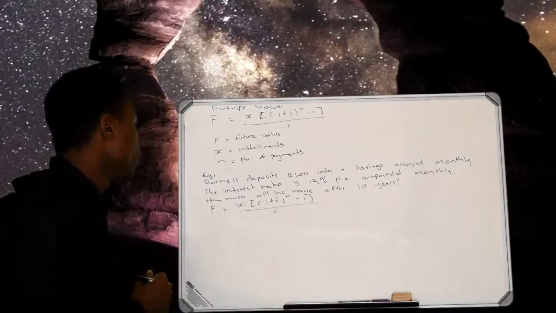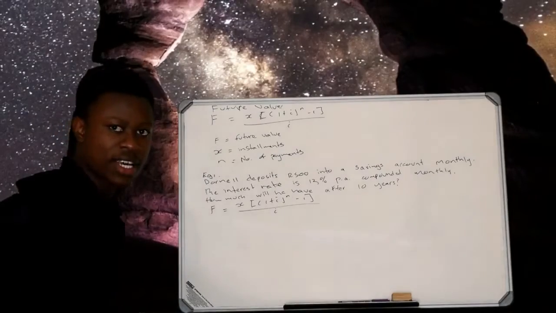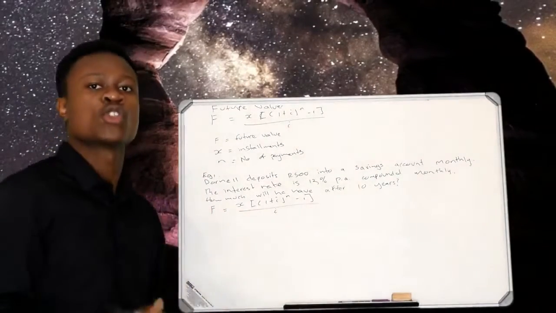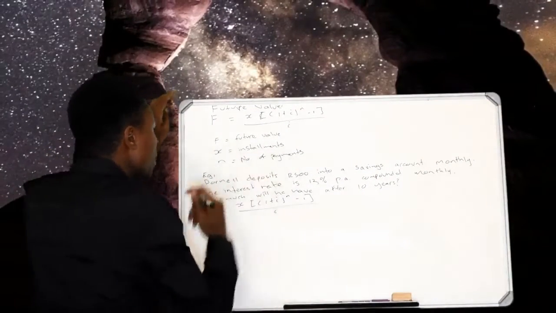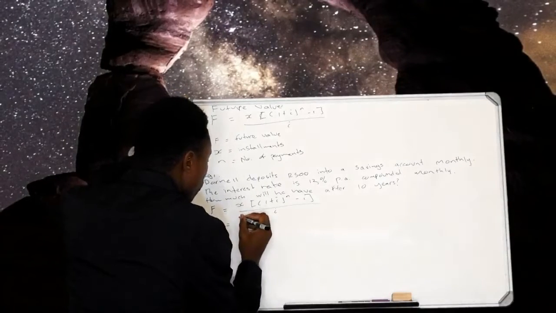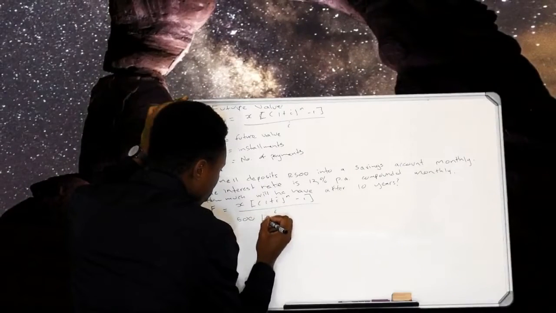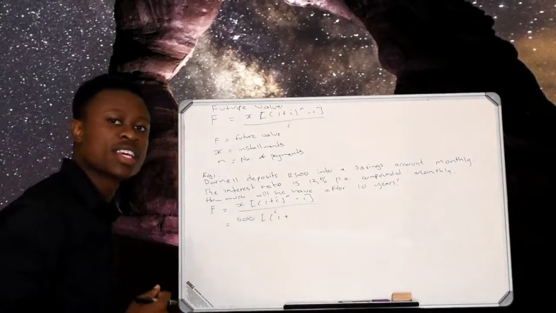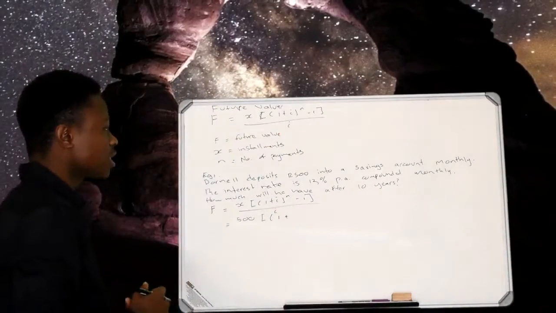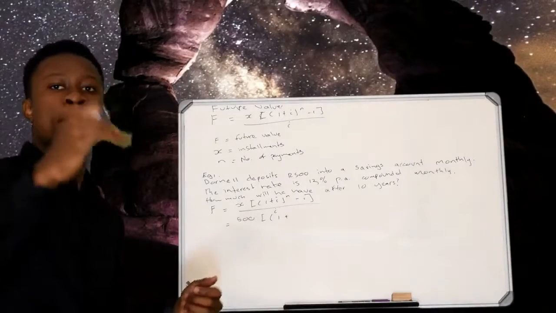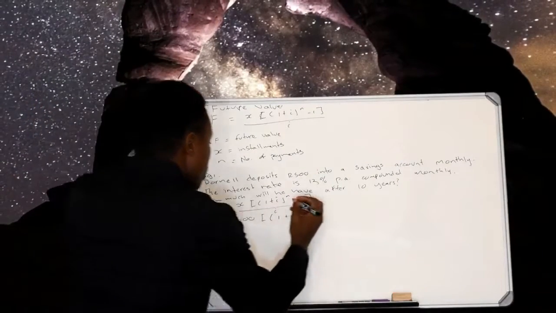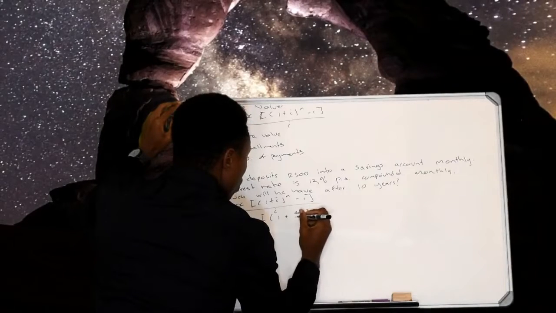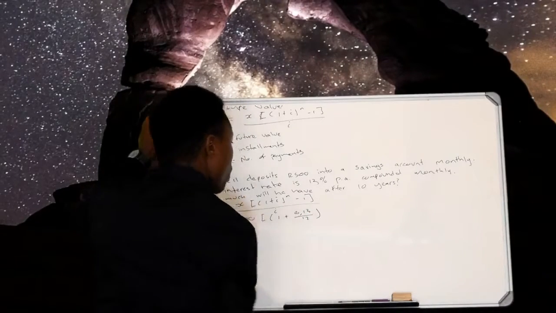What do we know? We know x, right? What is x? It's the monthly payments. What is the installment? They told us he makes installments of 500 Rand. Right? So now let's write what's on the inside. 1 plus i. What is the interest rate? The interest rate is 13%. But it's 13% monthly. So this will be 0.13 over 12 to the power of.